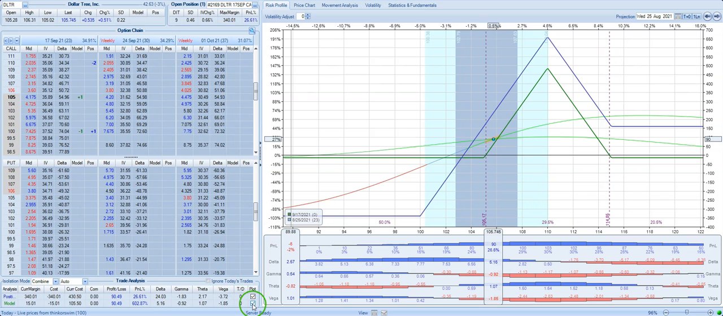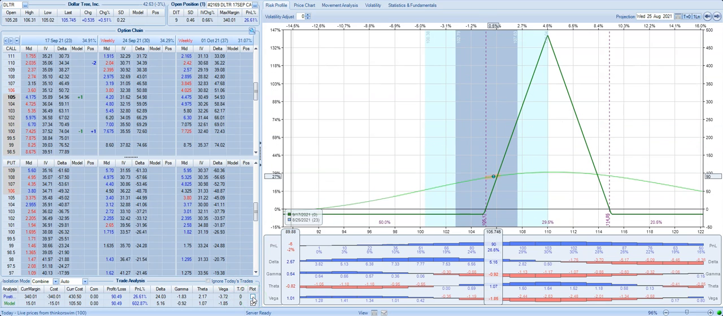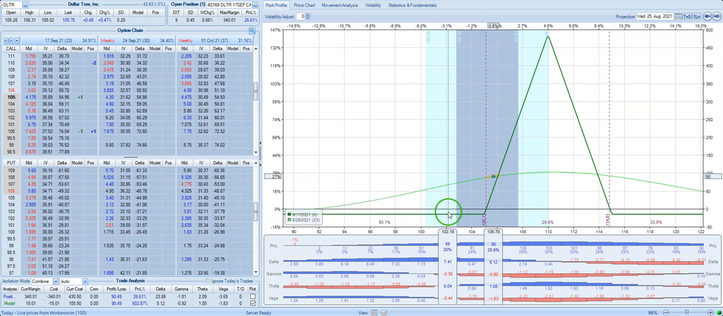This is what the risk profile of the adjusted butterfly is going to look like. We'll have only about $15 worth of risk on the downside, but we are also now introducing upside risk, and the risk on the upside is going to be equal to the risk on the downside. So we have $15 worth of risk on the downside and $15 worth of risk on the upside.